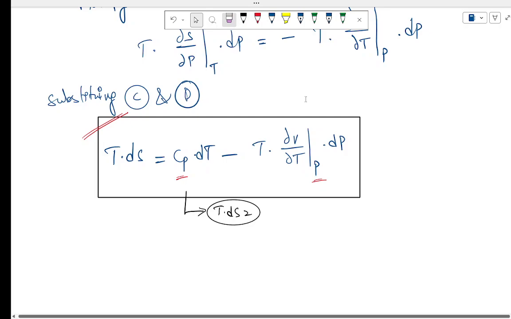So I think with this I will close this lecture here, and I'll continue the remaining part of Joule-Thomson effect and Joule-Thomson coefficient and the remaining topics in the next class. Thank you.